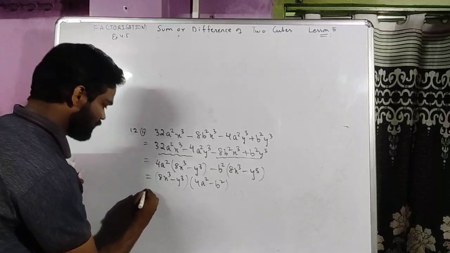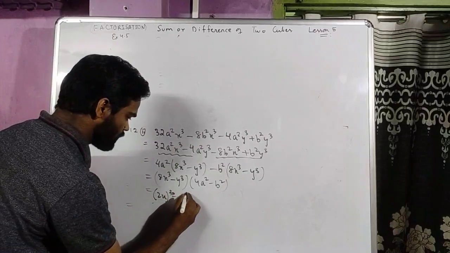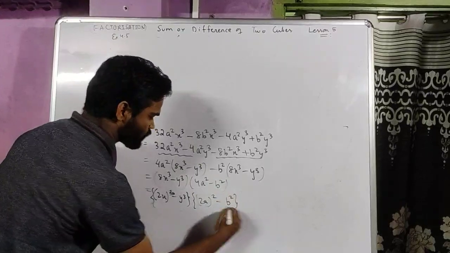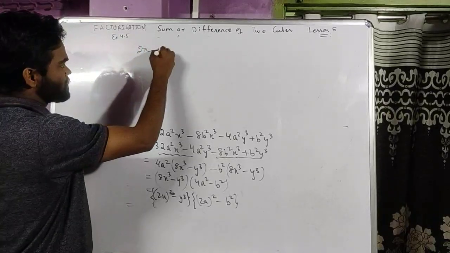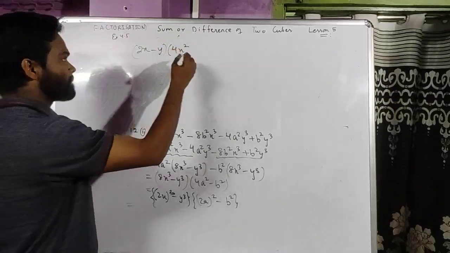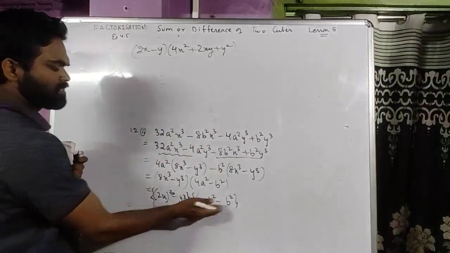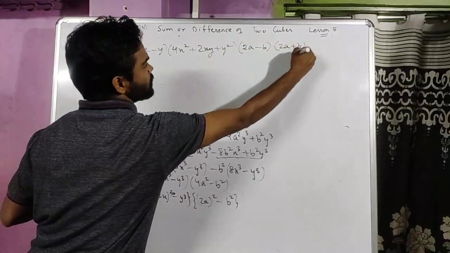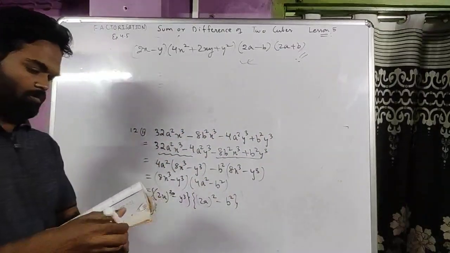Now look carefully. This can be written as 2x whole cube minus y cube, and this can be written as 2a whole square minus b square. So this is a cube minus b cube. A cube minus b cube is a minus b, I'm writing directly, a square plus a b plus b square. Any doubt? And a square minus b square is, we know, a minus b, a plus b. And that's my final answer. And this is the last sum for the text.